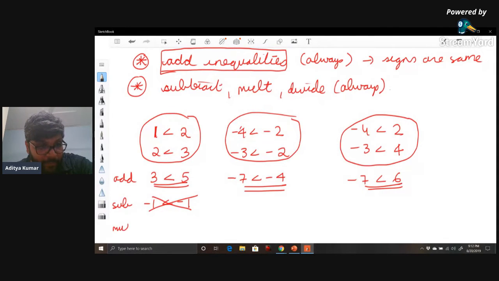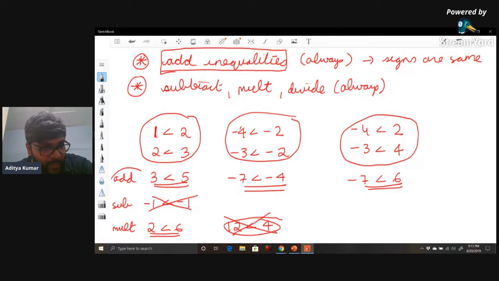Let's multiply. 1 into 2 is 2. 2 into 3 is 6. So this is absolutely fine. But you see the second inequality. Minus 4 into minus 3 is 12. But minus 2 into minus 2 is 4. So you see this is not going to hold.